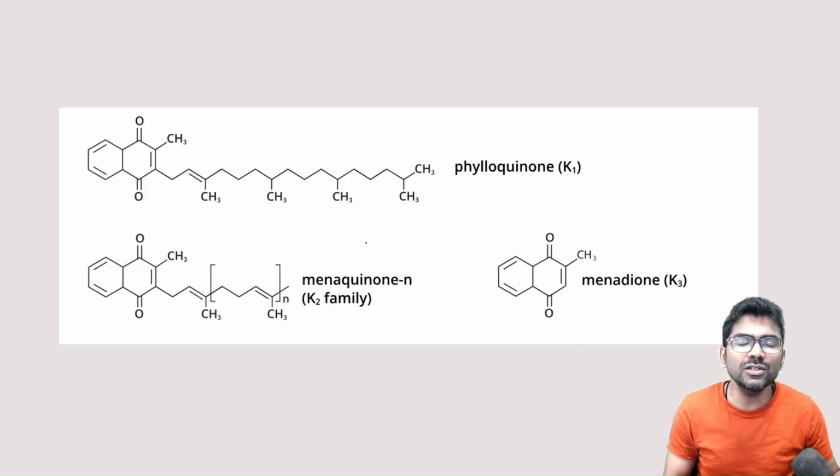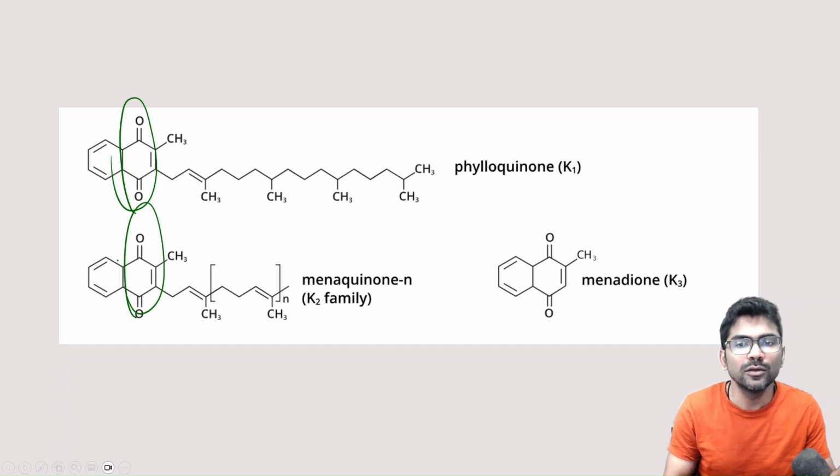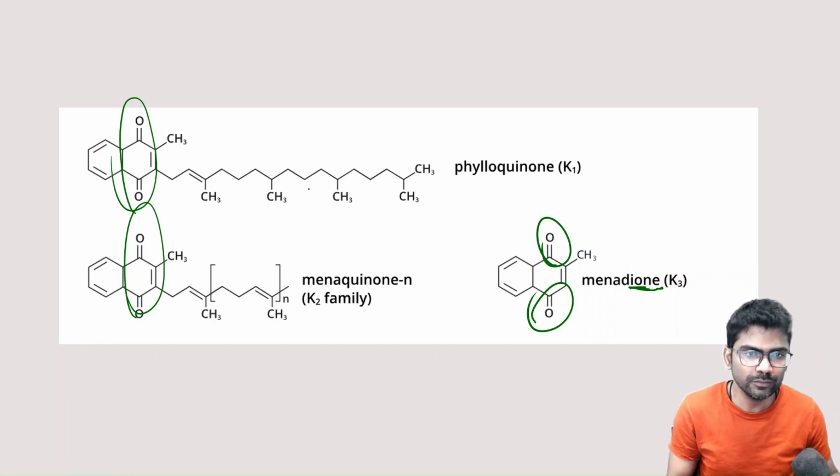If you look at the structure of K1, K2, K3, what are you seeing? See this. This is the quinone ring, right? So phylloquinone, menaquinone. So there is a quinone ring. See dione. See there are two ketone groups. That is why this is menadione.